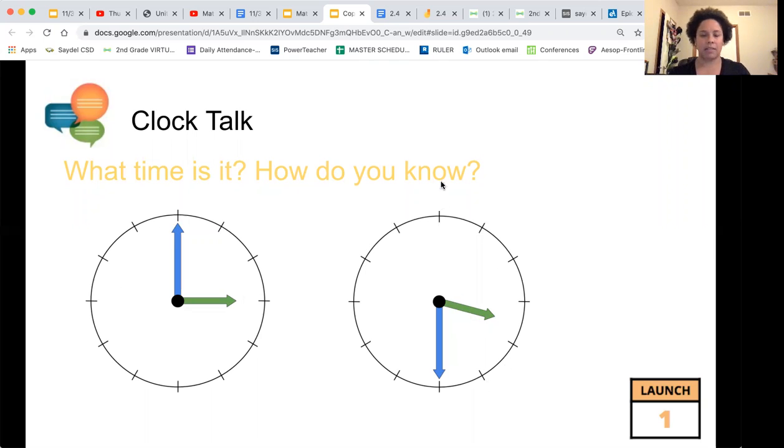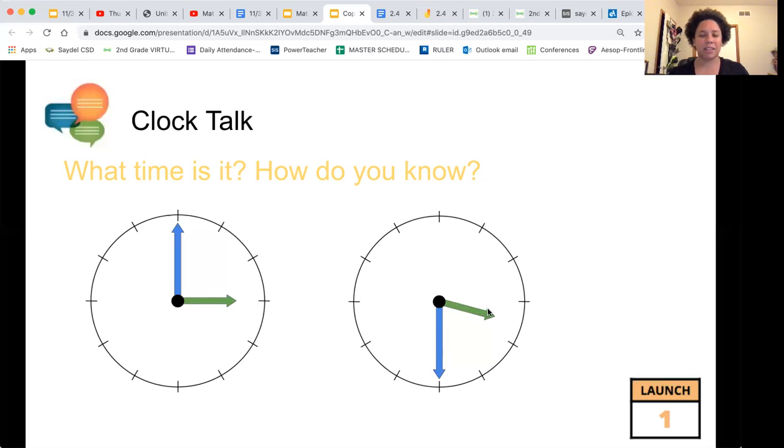The second clock then is a little trickier. The minute hand is straight down this time. So when I think about a clock, and I know 12 is here, 1, 2, 3, 4, 5, 6. Okay, it's not 6 minutes because I know that there's 5 minutes here. So, every 5 minutes here. So as I skip count by fives, let's see what it would be. 5, 10, 15, 20, 25, 30. Oh, so it's 30 minutes past the hour here.